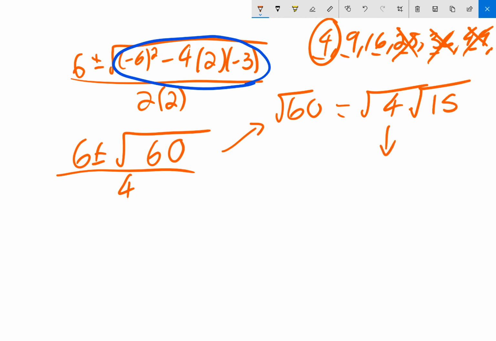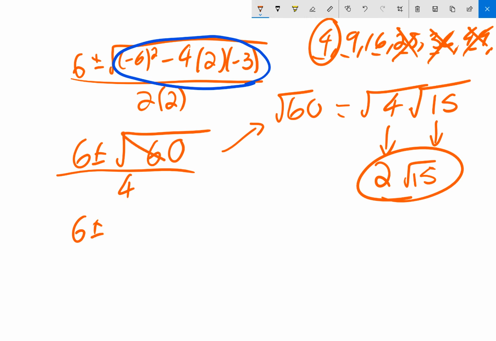So simplifying this, the square root of 4 is 2, and the square root of 15, well, that's the leftover part. That's not going to simplify anymore. So square root of 60 becomes 2 square root of 15. So 6 plus minus 2 square root of 15 over 4.